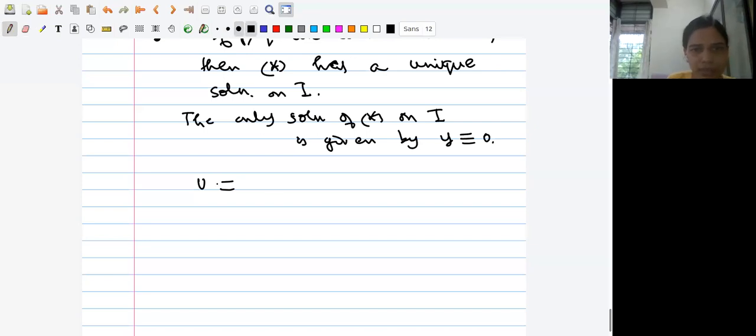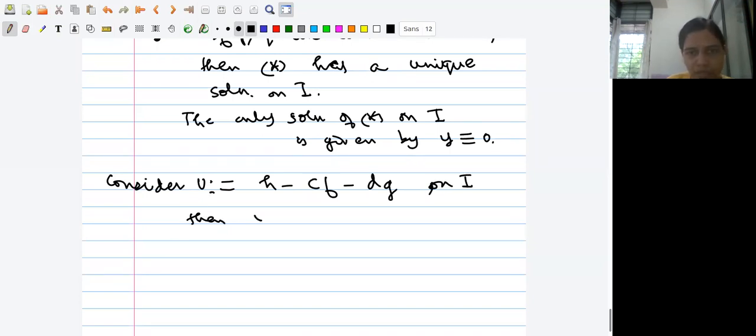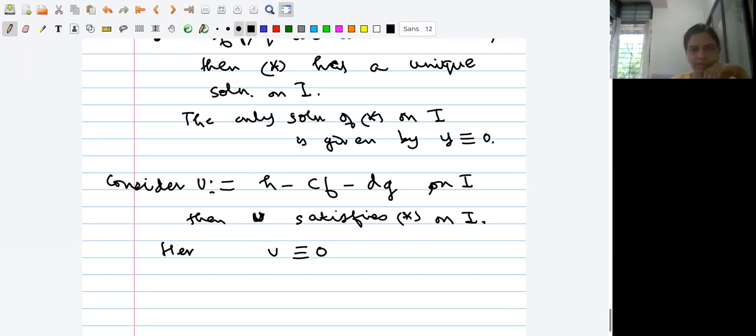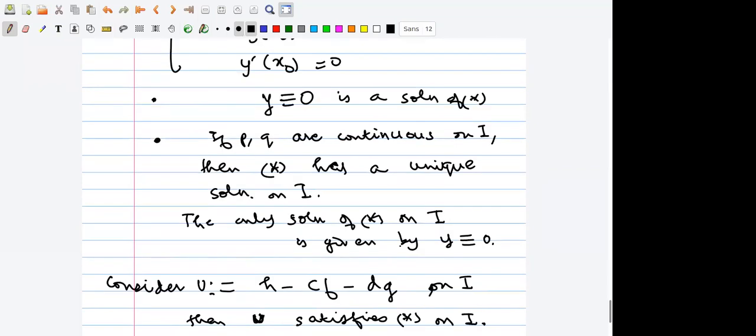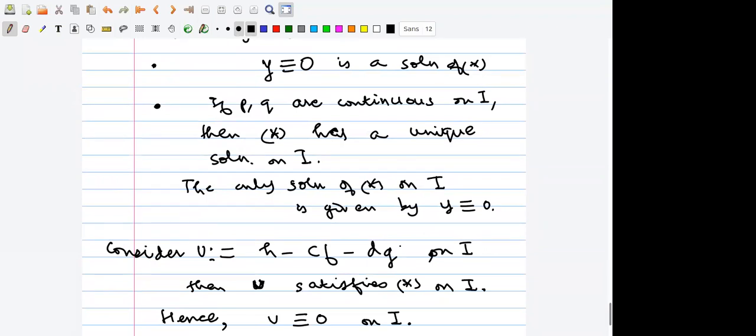the following, h minus cf minus dg, then on the interval I, u also satisfies this initial value problem on the interval I. So the uniqueness of the solution forces u to be identically 0 on the interval I. Is that okay with everybody present here? Yes, ma'am. Okay, excellent.